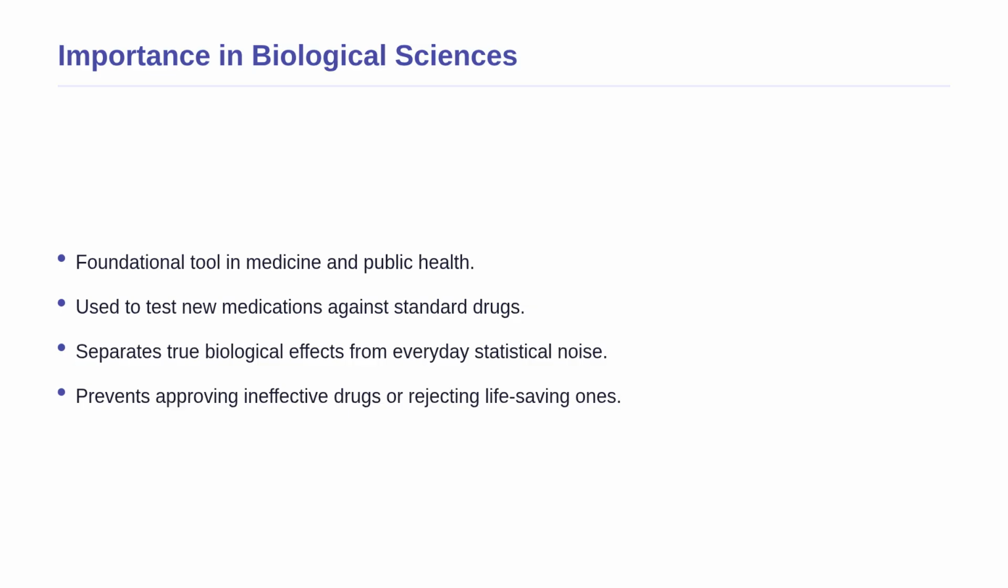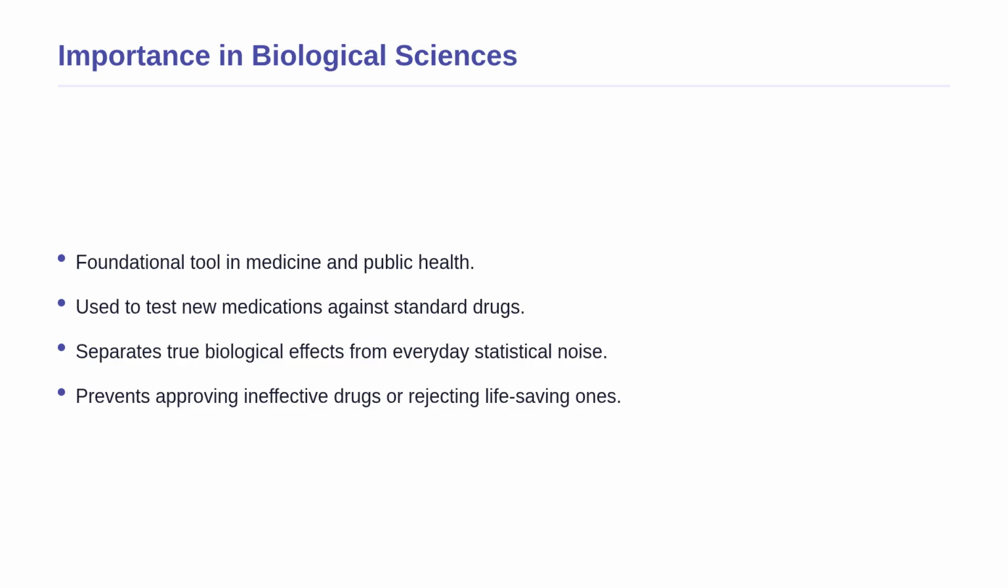Before we look at the math, let us understand why this is so important in the real world. The z-test is an absolutely foundational tool in biological sciences, medicine, and public health. Imagine a pharmaceutical company testing a new blood pressure medication against a standard drug whose effects have been documented for decades. The researchers need to know if the new drug lowers blood pressure significantly more than the old one, not just by a tiny random margin.